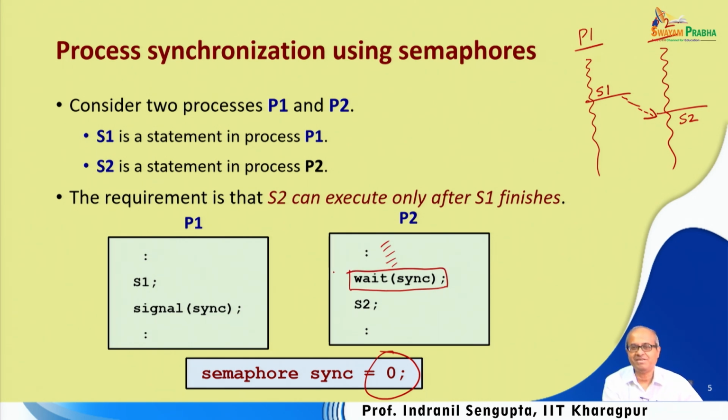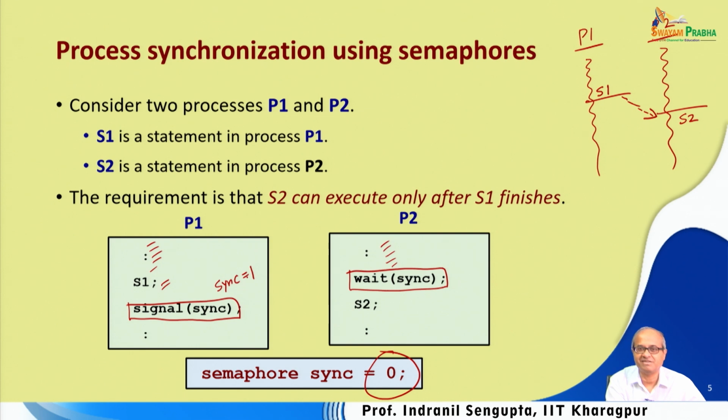So, it will come to wait, it will check that the value of sync is 0. So, in that while loop it will wait, it will not continue to S2. So, how long will it wait? You see, the process P1 will execute these statements, it will also execute S1. After that, we have inserted a signal statement. The signal statement will make the value of the variable sync 1. This will indicate that S1 has finished.